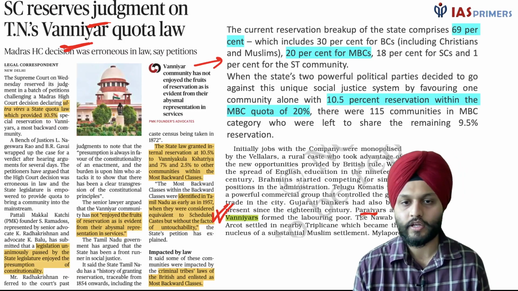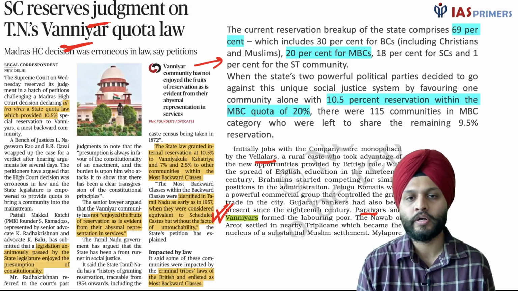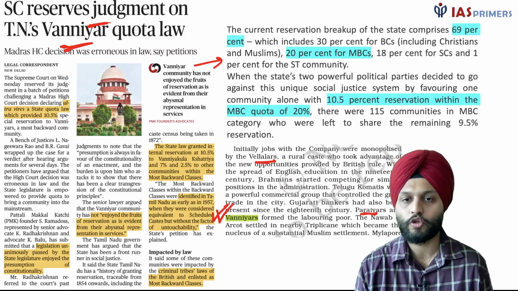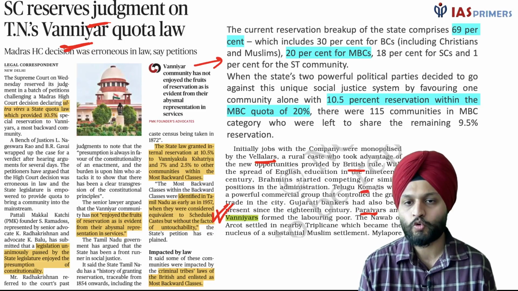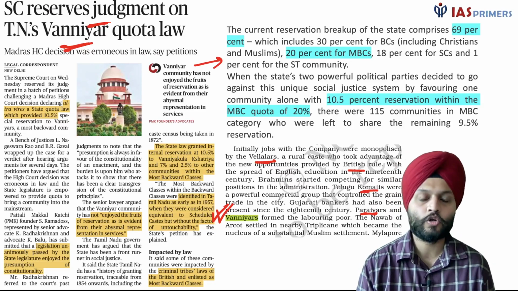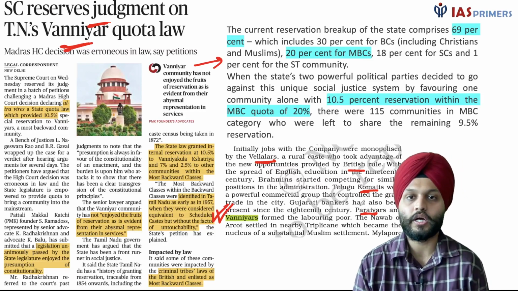So Warriors and Vanniyars formed the laboring group. And there is also reference of other communities like Vellalars, a rural caste who took advantage of the new opportunities provided by British rule. Telugu Komatis were a powerful commercial group, right? So such questions can be asked, such terms can be asked from you.